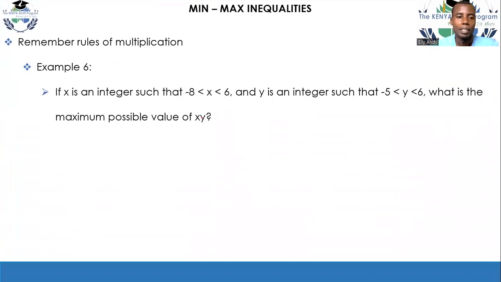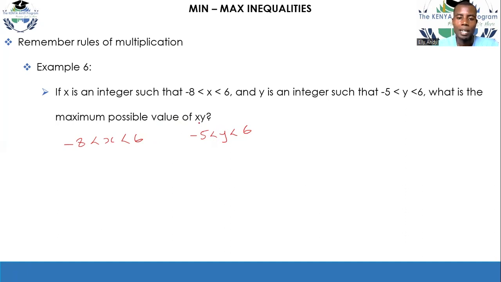Another example here, we will be seeing how we can use rules of multiplication to solve some inequality problems. So here we have two inequality expressions. We have -8 less than x, which is less than 6, and we also have -5 less than y less than 6. And the question asks us to find the maximum possible value of xy.